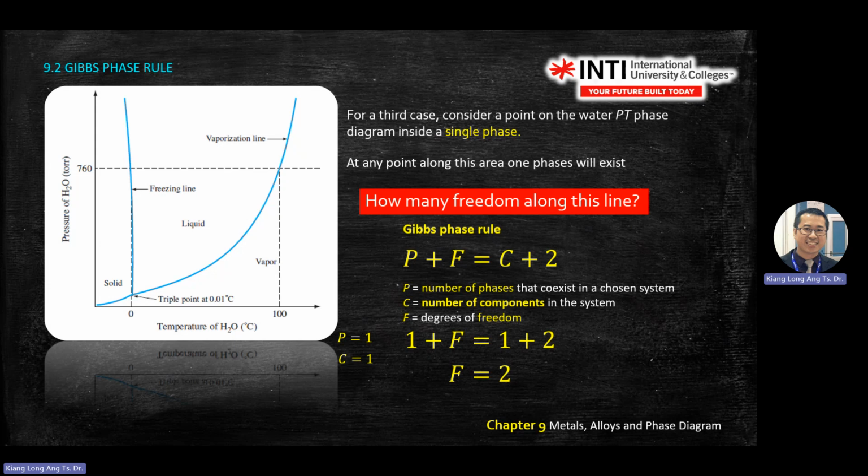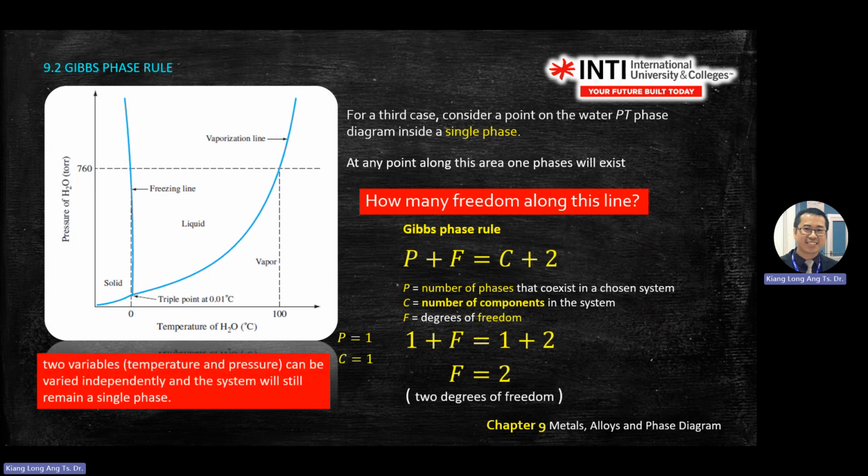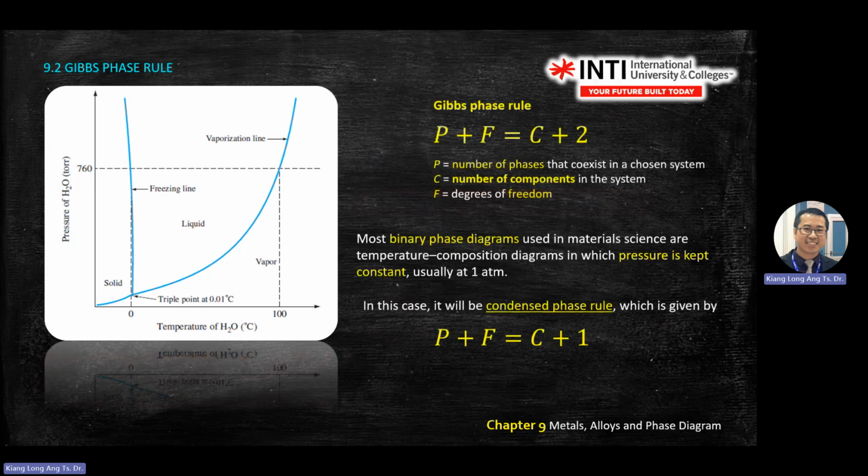So just now, for the double phase, you follow along the line. If you want to walk along this line, you can only fix one parameter, then you can change only one parameter. If you want to walk in this area, you can play with 2 parameters. At this triple point, you cannot play with any parameter, it is fixed already.